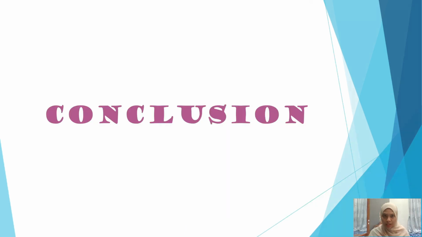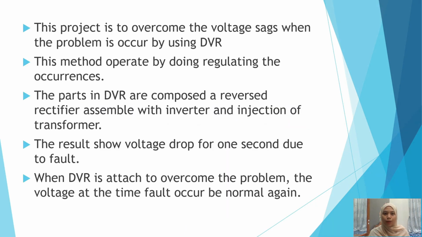As the conclusion, this project is to overcome the voltage sag problem by using a DVR. This method operates by regulating the currents. The parts of the DVR are composed of a rectifier assembled with an inverter and an injection transformer. The results show the voltage drops for 1 second due to the fault. When the DVR is attached to overcome the problem, the voltage at the time the fault occurs becomes normal.